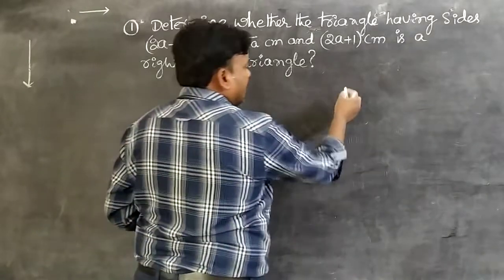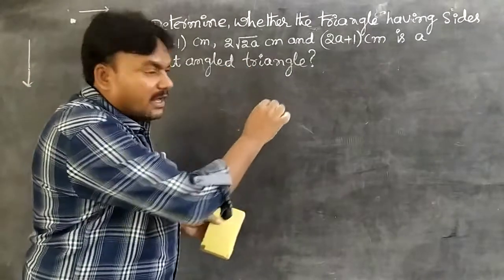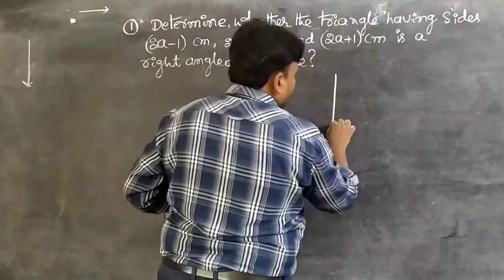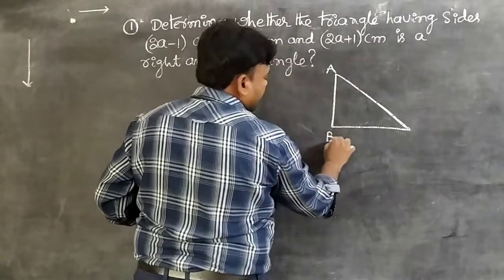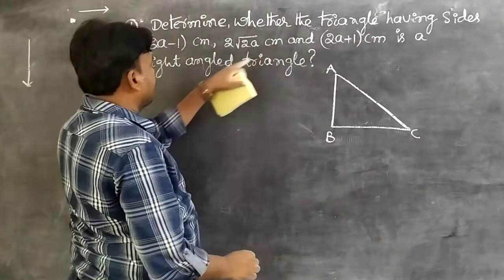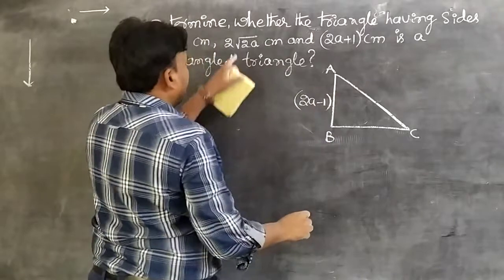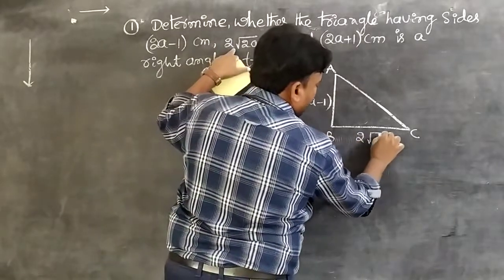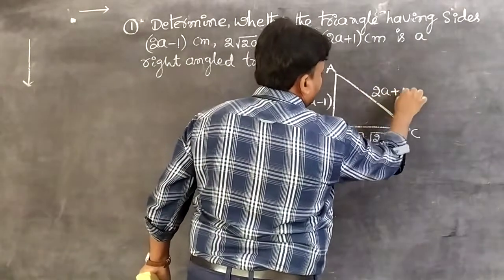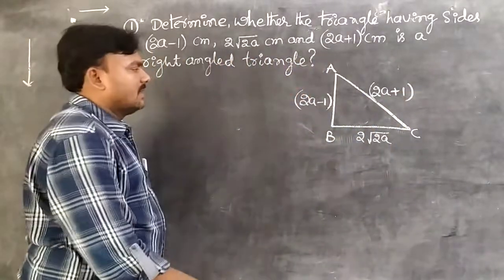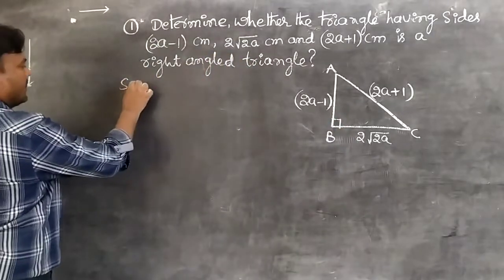First of all, in geometry, while approaching a solution, a diagram must always be drawn aside. So here draw a right angle triangle as usual. A, B, C. What about the first measurement? 2a minus 1 centimeter. And the second one, 2 into square root of 2a. And the third one, 2a plus 1. Here angle B equals 90 degrees is taken. So observe, students, the solution.